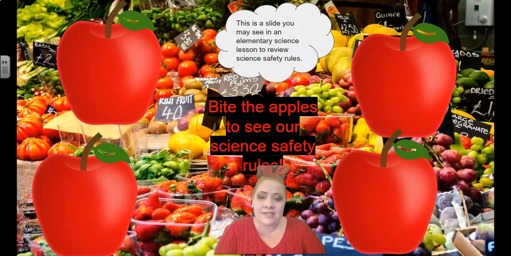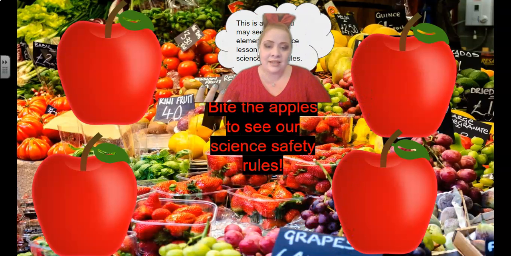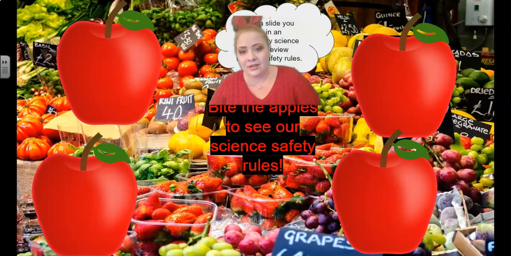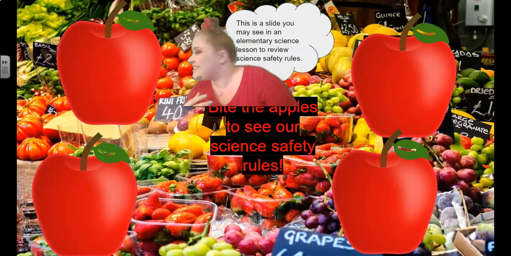Next, this is something you'll see in an elementary science lesson because we have to review our steps to science safety rules. And this is just a creative way to do it. You don't have to do it this way, but I like to pick something that is related to the lesson. For this one, I chose a background that has beautiful fruit and I picked some apples and I engage them with an activity. This is a great activity within a virtual lesson because we know we're limited by our circumstance. So for this one, I'll say bite the apples to see the science safety rules, and I'll try to get them to help me bite the apples.